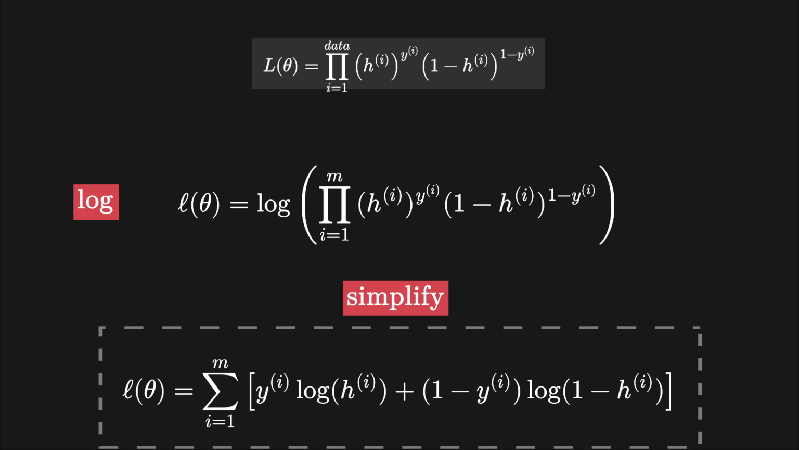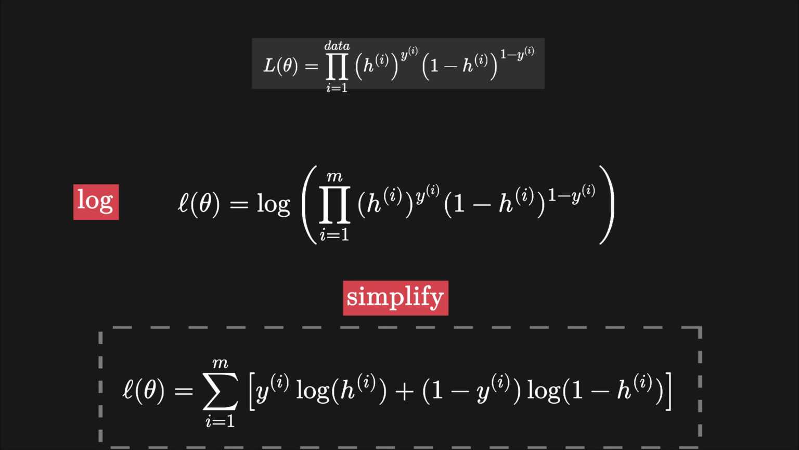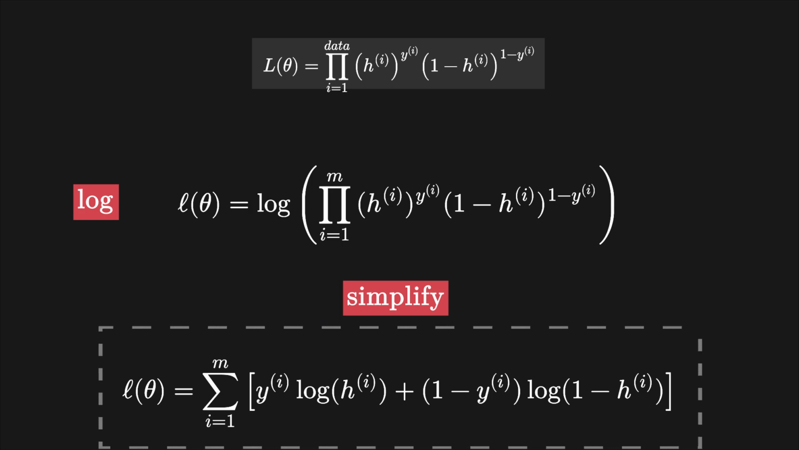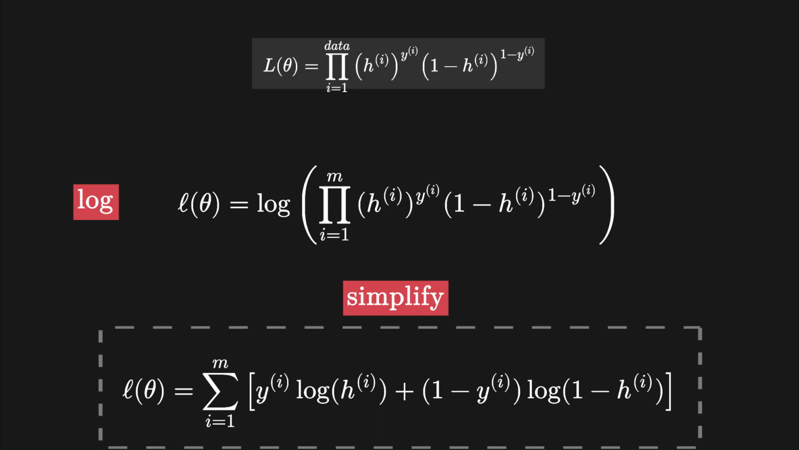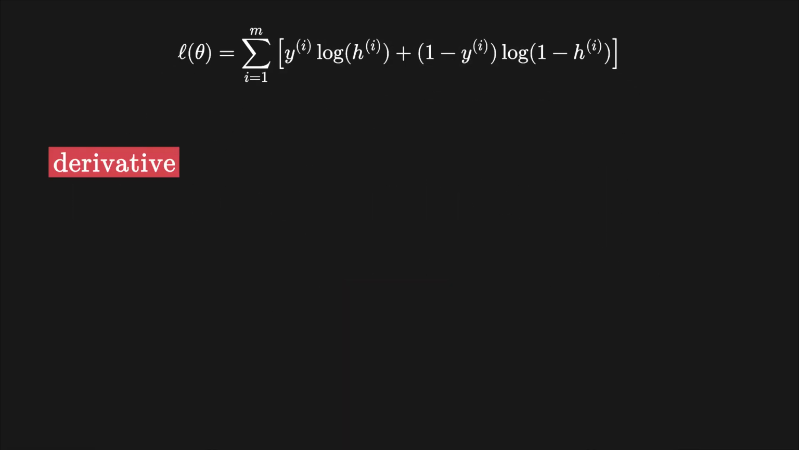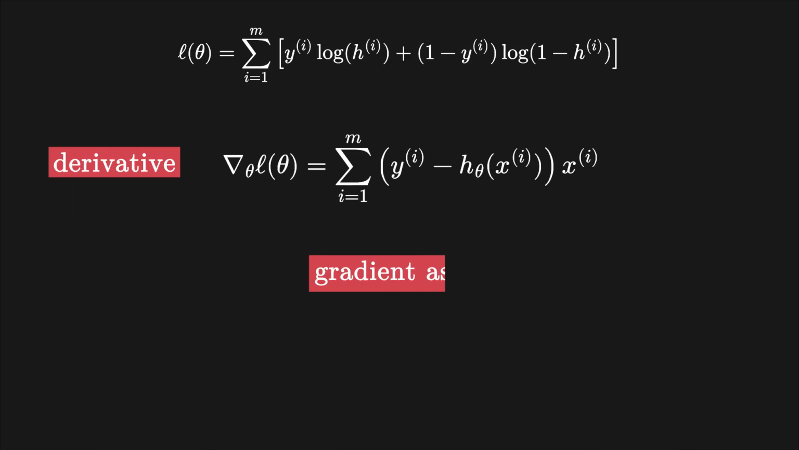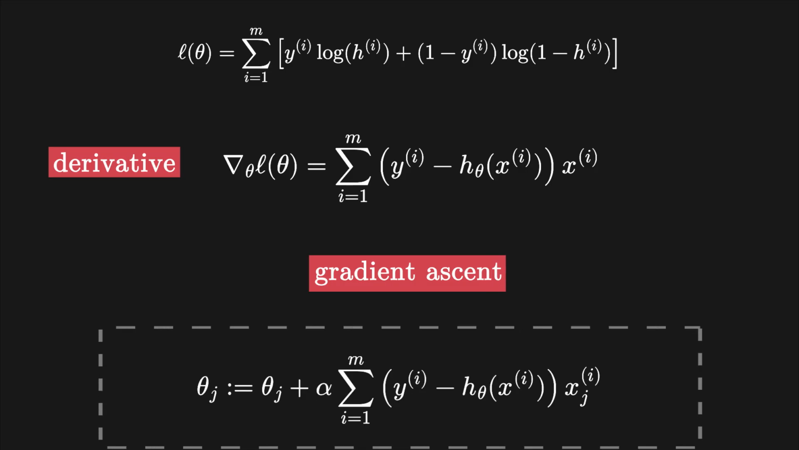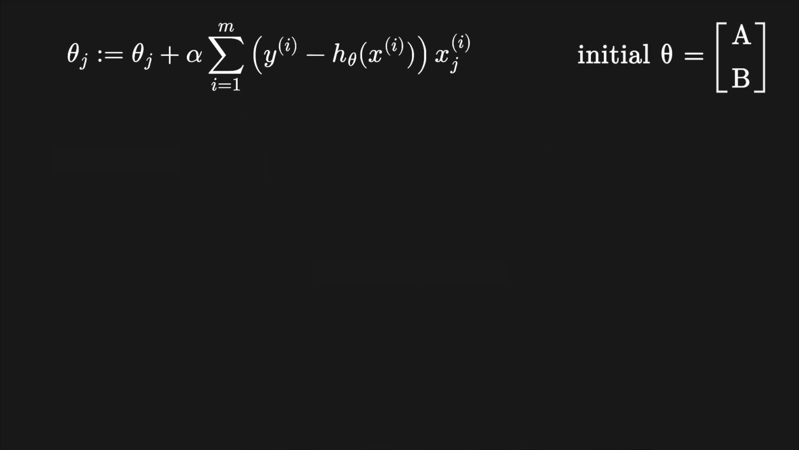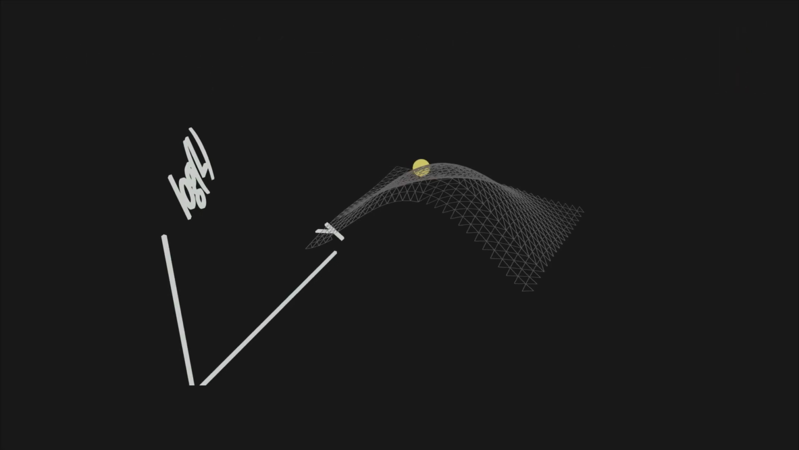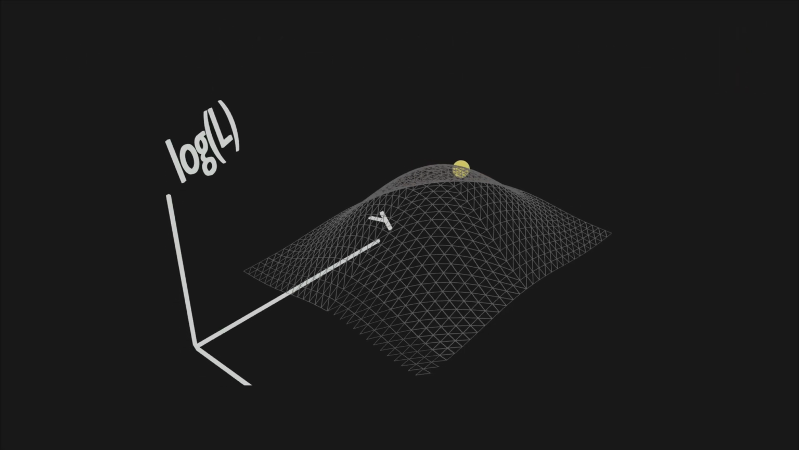This function is concave, and the only variables here are the parameters of the sigmoid function. To iterate this, you take its derivative, then use the gradient ascent to find this update rule. Now you initialize all your parameters to some number. Then update and iterate till you arrive at the local maxima.